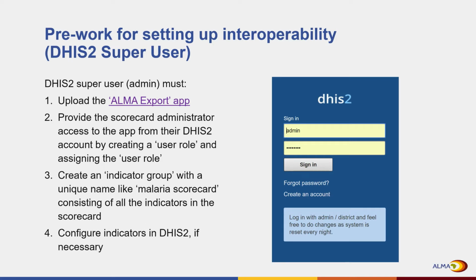If there are some indicators that do not exist in DHIS2, but the data elements, or the numerators and denominators, exist in DHIS2, it is possible for the DHIS2 superuser to configure these indicators. All of these 4 steps should be familiar to the DHIS2 superuser. However, if you require any support, please contact Alma and we would be happy to help you.